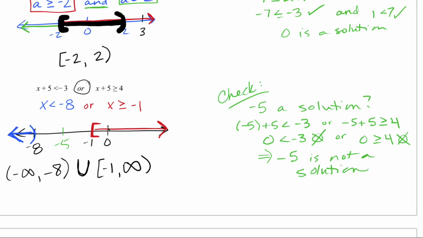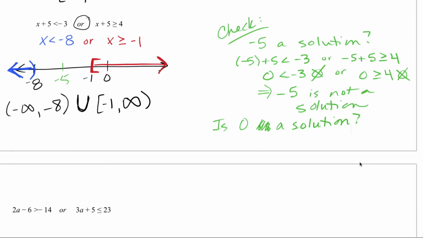Let's just check if 0 is included. You should check 0. 0 is one of the easiest things to check. So let's check 0. Is 0 a solution? Well, run out of room. Let's scroll up a little bit. So we want to check both inequalities. 0 plus 5, is that less than negative 3? Is 5 less than negative 3? Nope. Let's check the other one. 0 plus 5, is that greater than or equal to 4? 5 greater than or equal to 4? Yes. And because this is an or, one of them being true is sufficient.